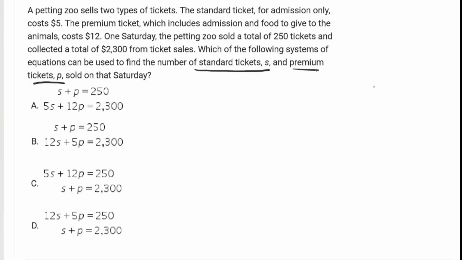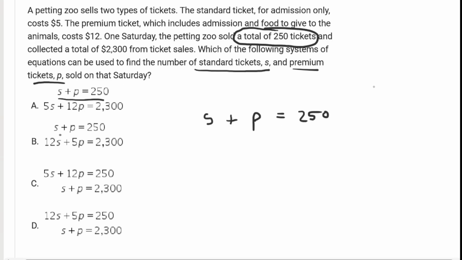Let's kind of focus on the tickets right now. Forget the costs. You want to take one thing at a time. And in terms of the tickets, we know that they sold a total of 250 tickets. So we take the number of standard tickets, we add that to the number of premium tickets, and that has to equal 250. Now, we can see that equation is present in choices A and B, but it's not present in choices C and D. So let's get rid of those two.